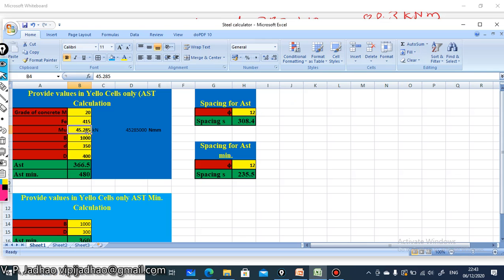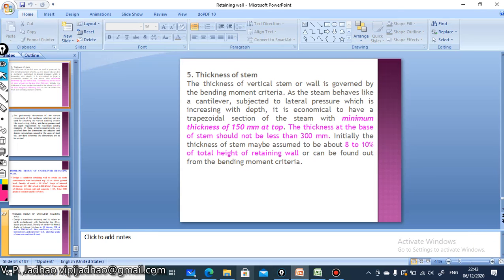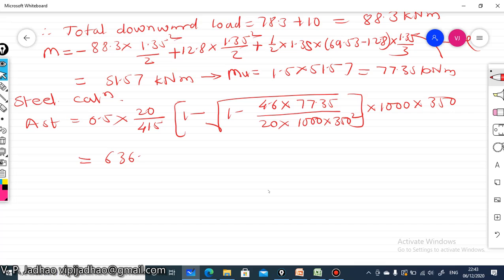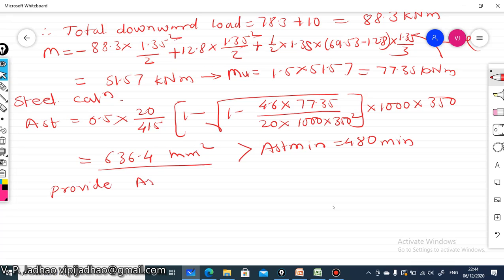I have just prepared this Excel sheet. With 77.35, we get Ast equal to 636.4 mm square. Also we know that this is greater than Ast minimum of 480 mm square. It is more than Ast minimum, and therefore we will provide Ast equal to 636.4 mm square.